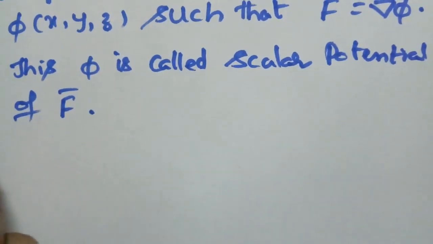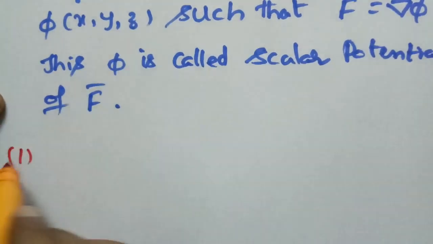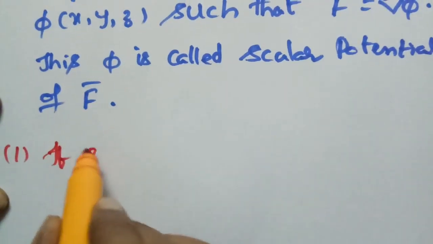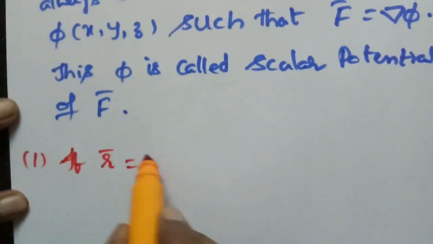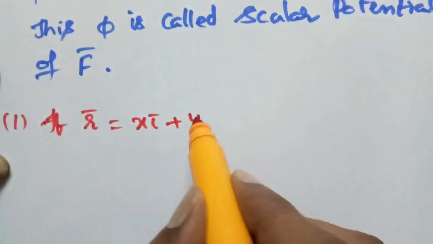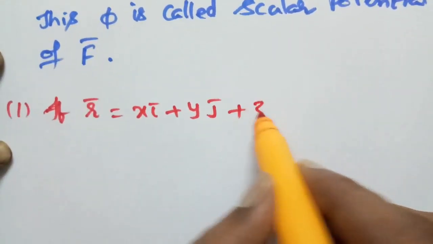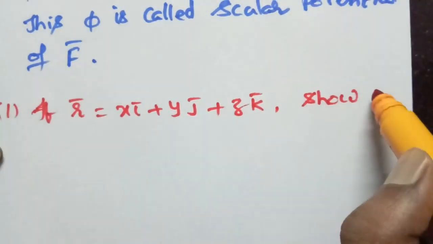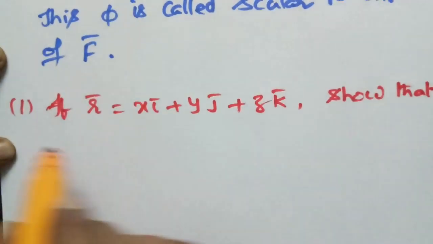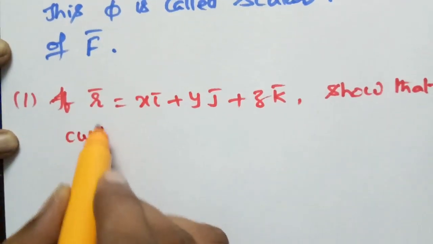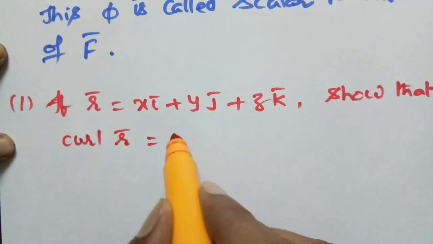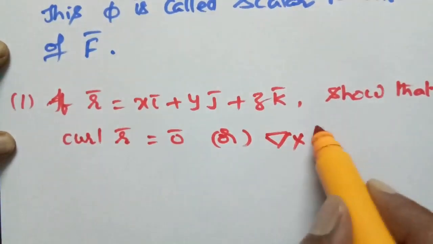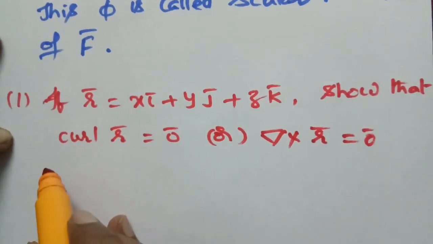Problems on curl of a vector. Problem number 1. If r bar is equal to x i bar plus y j bar plus z k bar, show that curl r bar equal to 0 bar, or del cross r bar equal to 0 bar.